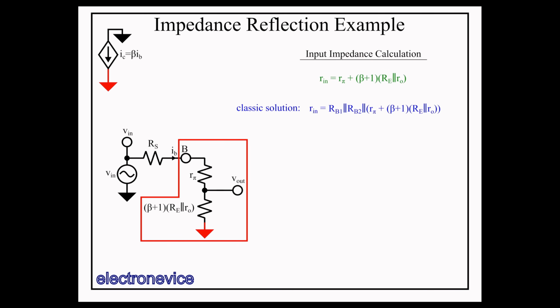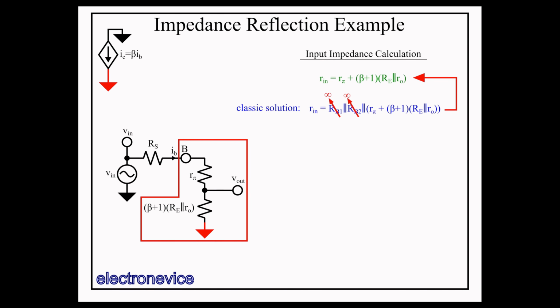Looking back at our previous solution, we see that it's a parallel combination of three elements, two of which are the biasing resistors that are not present in this example. So, infinite valuing those biasing resistors to get rid of them, we get the same result as we get in our impedance reflection. So we see that reflecting impedances from the base to the emitter and from the emitter to the base, depending upon the situation, can make solving an equation much easier.